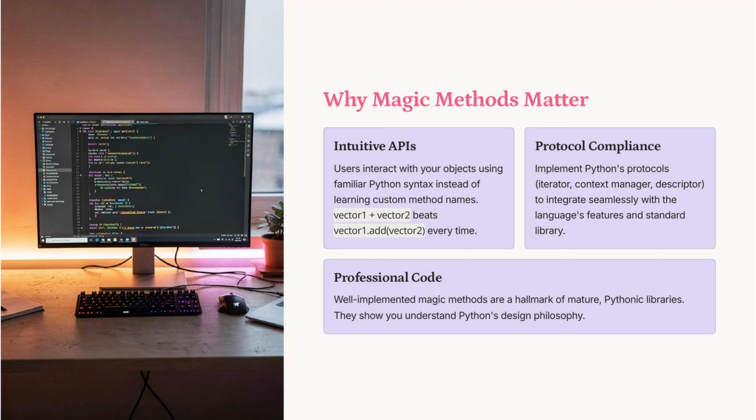Magic methods enhance intuitive APIs by allowing users to interact with objects using familiar syntax, like vector1 plus vector2 instead of vector1.__add__(vector2). They ensure protocol compliance, enabling seamless integration with Python's features. Implementing these methods reflects professional code, showcasing a deep understanding of Python's design philosophy.